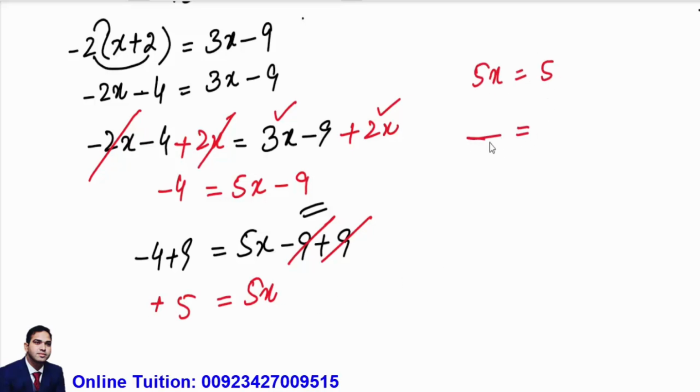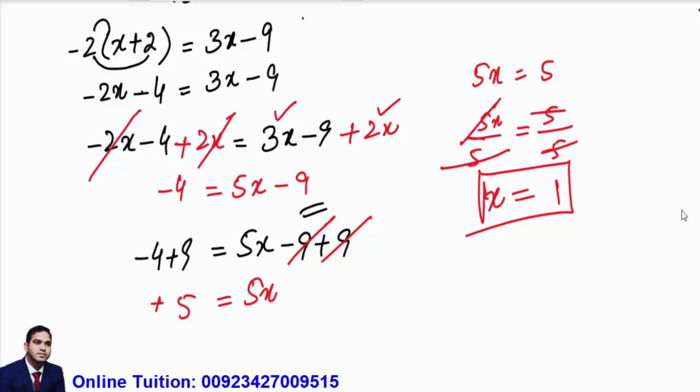To remove this 5, we have to divide by 5 on this value and also on this side. This 5 will be cancelled, this is x, and 5 ones are 5. So your answer to this question is 1. It is very simple if you know how to solve it.